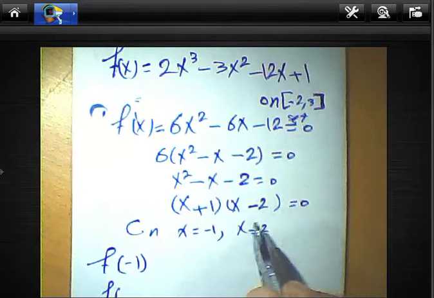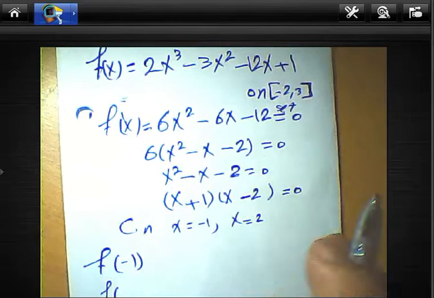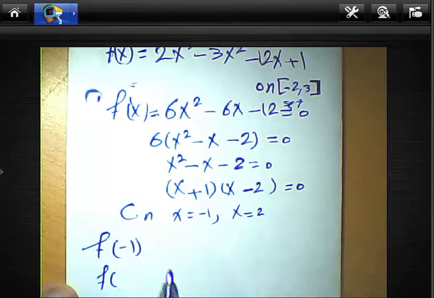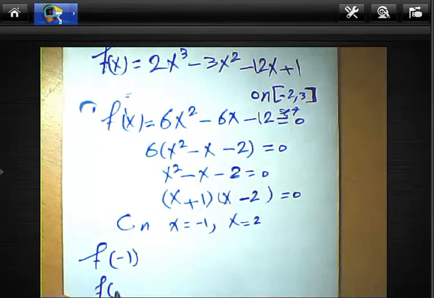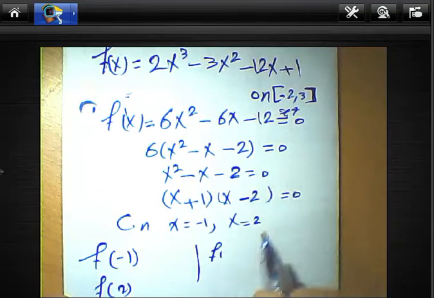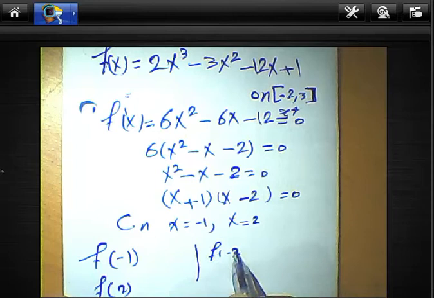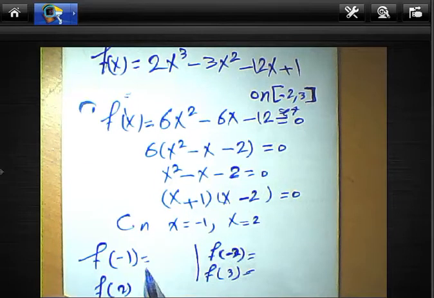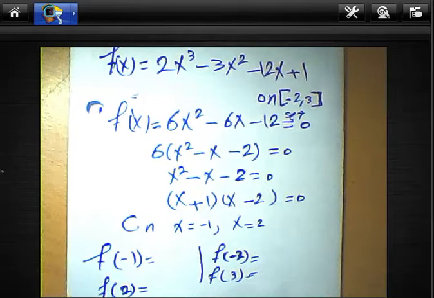So we must find f of negative 1 and f of 2, because negative 1 and 2 lie in this interval. So we must find f of negative 1 and f of 2 from this function, and also f of negative 2 and f of 3.